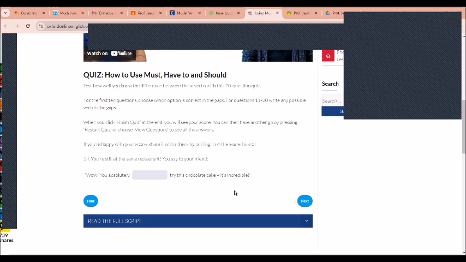All right. Next one. I believe it's Javi's turn. Yes, teacher. You are still at the same restaurant. You say to your friend, wow, you absolutely should try this chocolate cake. It's incredible. You absolutely should try this chocolate cake. All right. Because you're giving them a recommendation. You absolutely should.